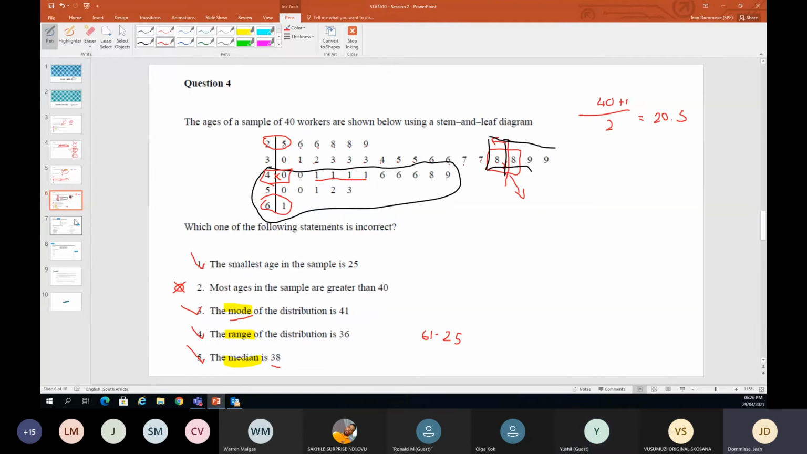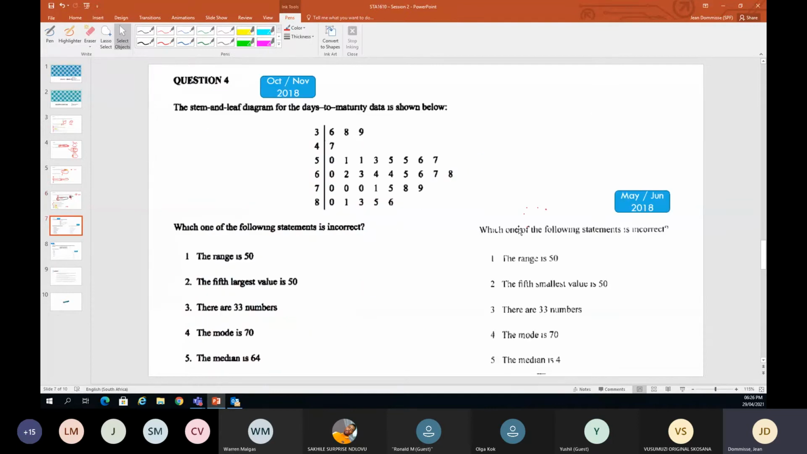Okay, so let's look at two slides with exam examples. And this is fascinating for me because it was exactly the same data. In the one exam, they ask which one of the following statements is incorrect. You can see the range is 50, the range is 50. The fifth largest value is 50, the fifth smallest value is 50. There are 53 numbers, there are 53 numbers. The mode is 70, the mode is 70, the median is 64, the median is 4. Okay, so obviously a few have changed and others haven't.